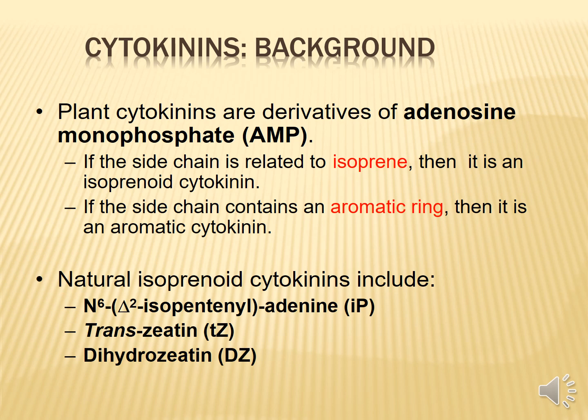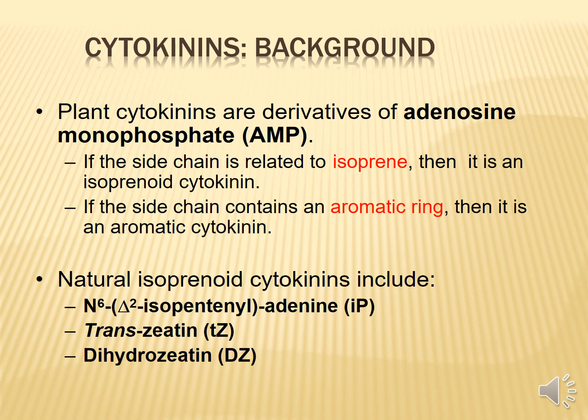If we look at the structure, we can divide this plant hormone into two groups. If the side chain is related to isoprene, we call that cytokinin an isoprenoid cytokinin. If the side chain contains an aromatic ring, not isoprene, we call this cytokinin an aromatic cytokinin. So when you look at the structure of the cytokinin, you need to be able to distinguish whether it is an isoprenoid or aromatic cytokinin.